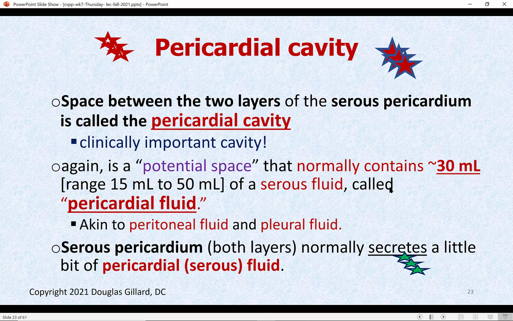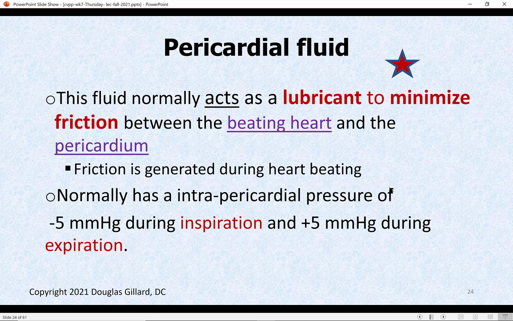And there's that pericardial cavity. We already said it's between the two layers of the serous pericardium. It normally contains about 30 milliliters, aka 30 cc's, of pericardial fluid, or a serous fluid. It's best called pericardial fluid to match pericardial cavity. And yeah, it helps the heart beat. It makes it so the pericardial sac doesn't create friction, so it lets the heart slip and slide as it beats.